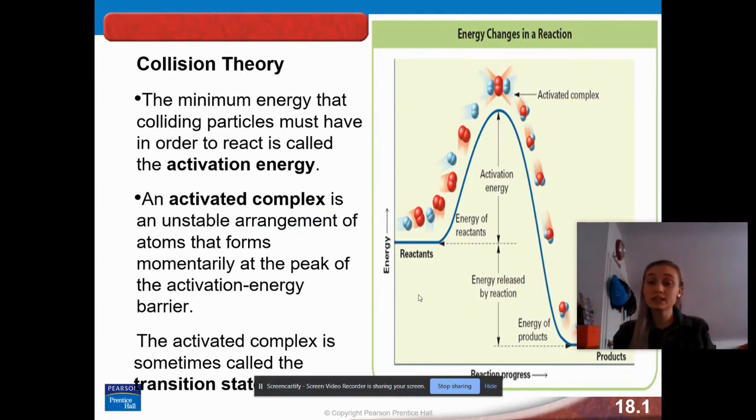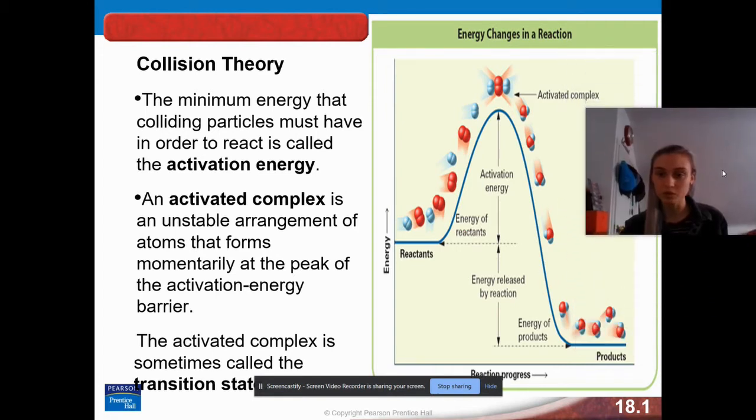So in collision theory, we have what we call the activation energy. The activation energy is the minimum energy that the reacting particles, the reactant particles, must have. So for this example, this chart here is going to be very important in the future. We have these reactants, and they might be colliding, but they don't have as much energy.